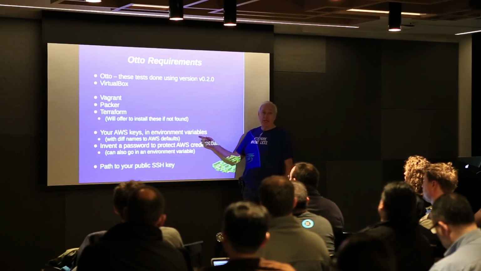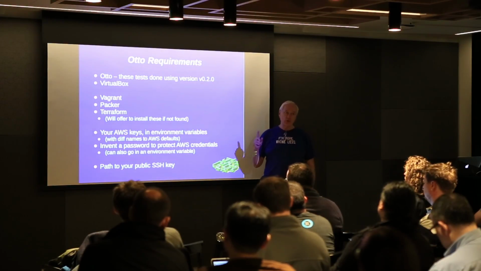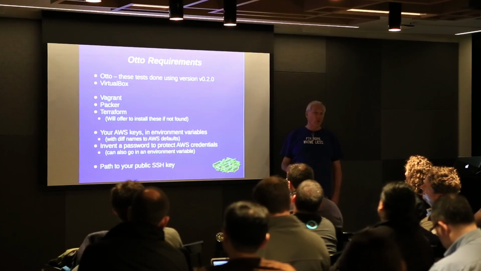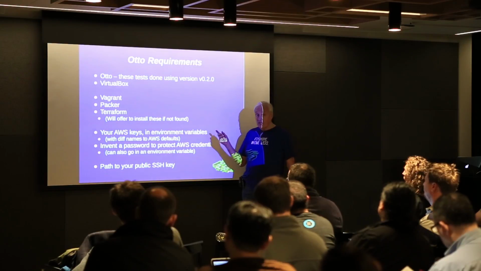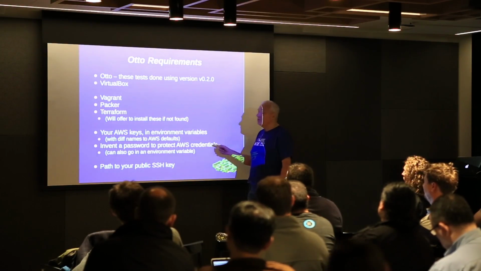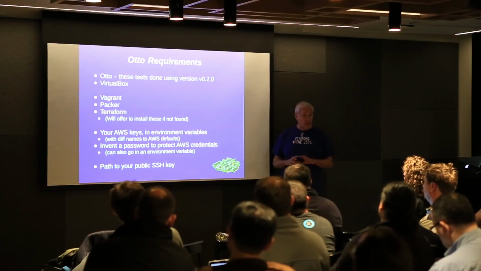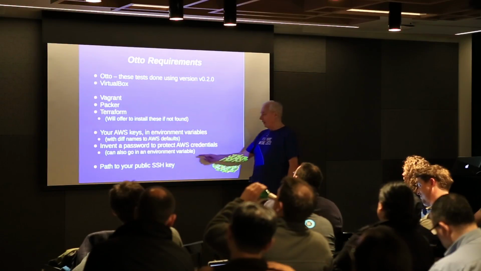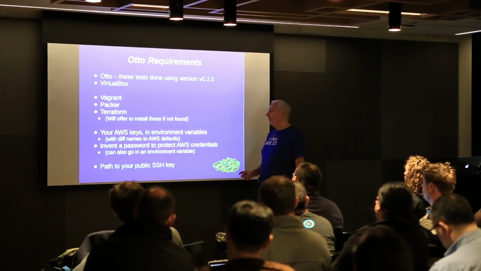You've got to have your AWS keys in environment variables, which are different to the usual environment variables you use with your traditional utilities for talking to AWS via the command line. That could be a feature, I suppose. You need to invent a password to protect your AWS credentials, so when you enter them for the first time, it'll ask you the password, and then you have to put that in later. In a masterpiece of security, you can also put your password in the environment variable.